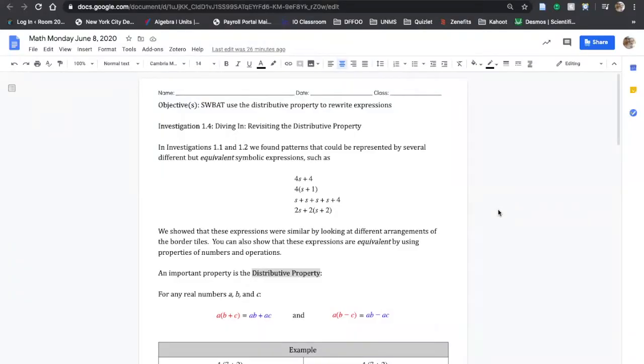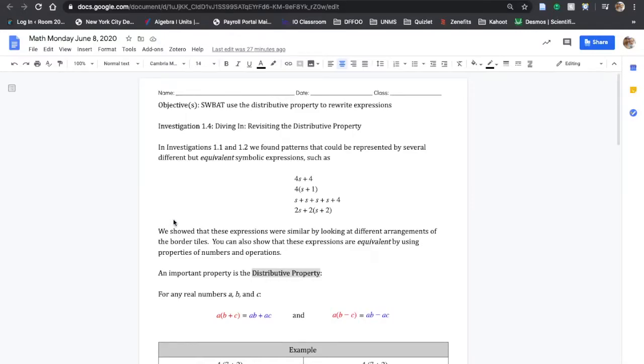So, our objective for today is that students will be able to use the distributive property to rewrite expressions. Okay, so distributive property is something that you guys learned in, I want to say, fifth grade or sixth grade. We did a little bit of it earlier this year, so technically, this should be a bit of a review. So, you really want to make sure that you're focused because we're going to really need to use the distributive property this year and also next year.